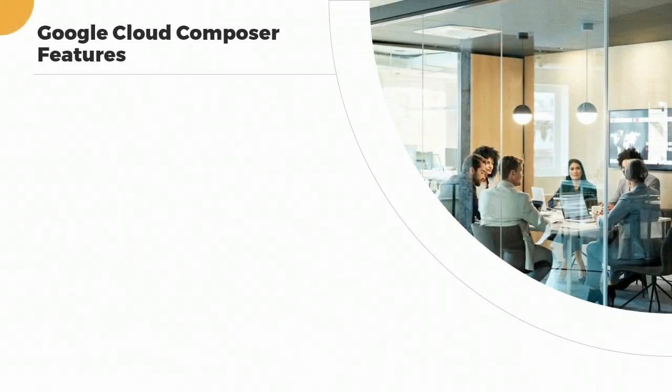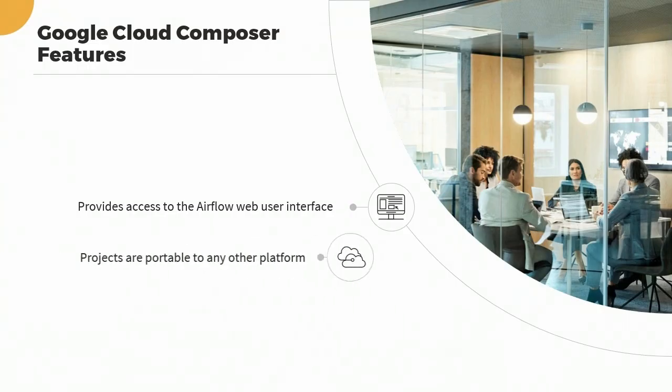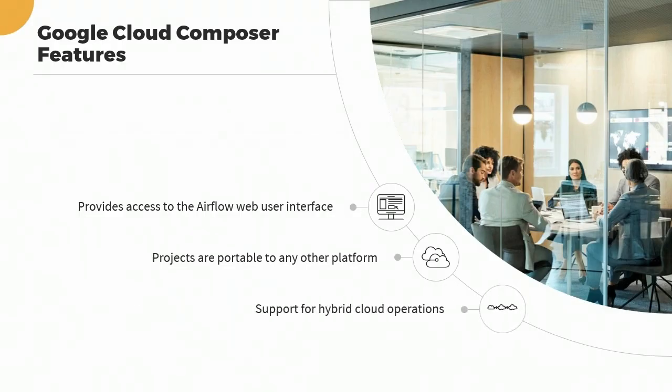Now, the Google Cloud Composer, like I said, just provides access to the Airflow web user interface, and it uses projects that are portable to any other platform, as well as support for hybrid cloud operations. This feature is what combines things like the scalability of the cloud and the security of an on-premises data center so that we can have those hybrid cloud operations available, whether that's something in the cloud and something on-premises. Now, projects are portable to any other platform. So Composer projects you can use on any other platform by adjusting the underlying infrastructure.